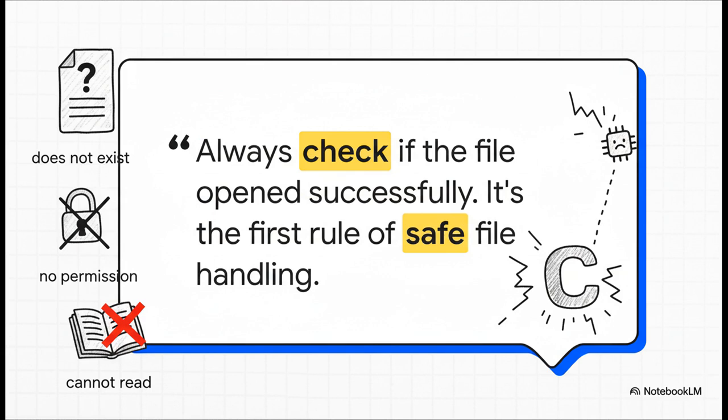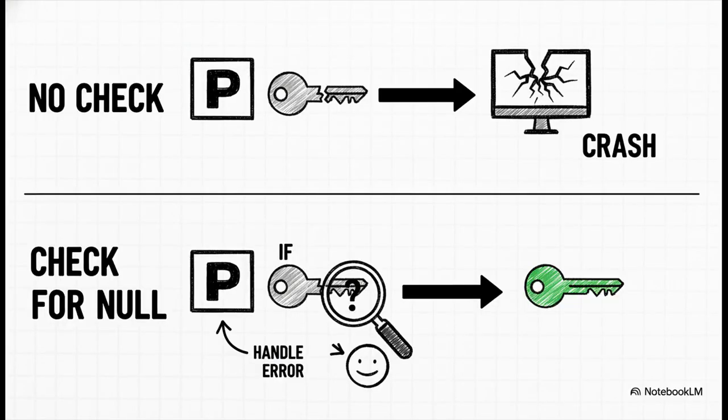Or what if you don't have permission to write in that folder? Things can go wrong, and your program needs to be ready. This is why you always have to check your file pointer right after you call the open function. If something went wrong, the open function won't give you a valid bookmark. Instead, it gives you back this special nothing value called null. And that little if statement right there, checking for null, lets you catch that error and deal with it instead of just letting your whole program crash and burn.